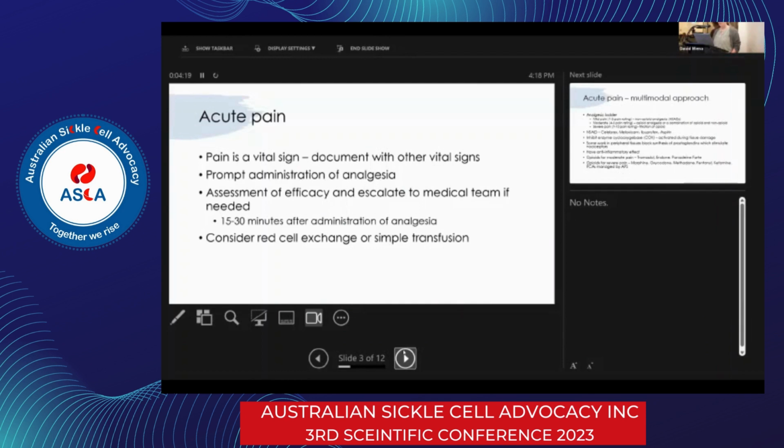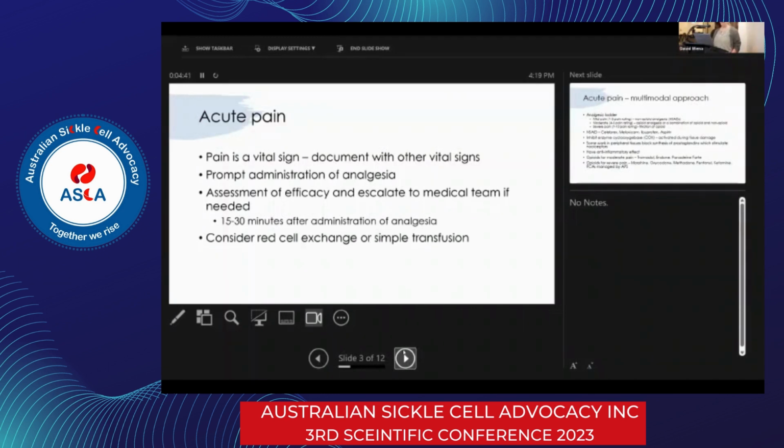And in our facility at Royal Melbourne Hospital, we would consider a red cell exchange, particularly if a patient's already on the exchange program. They often come in with pain just before they're due their exchange, so their sickle levels are at their highest, and by instigating a red cell exchange, you can switch off that painful crisis or painful episode.